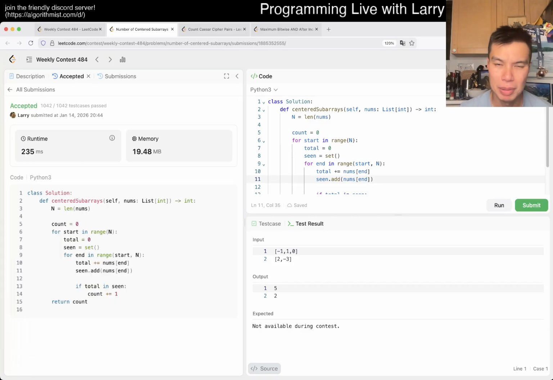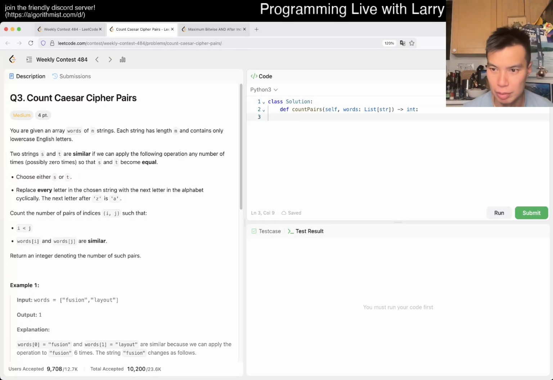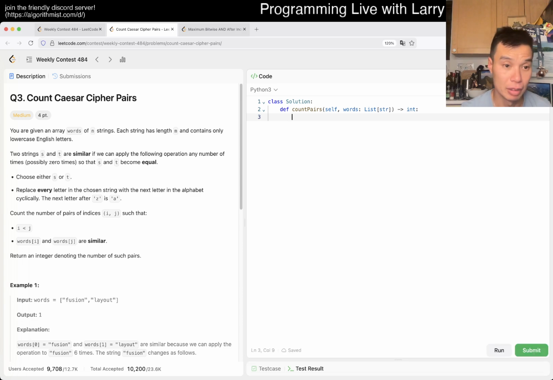Okay, computer's too slow right now, or browser. I mean, I don't know. We're at a point where my internet browser is too slow. Oh well. Q3. Alright, count Caesar cipher pairs.